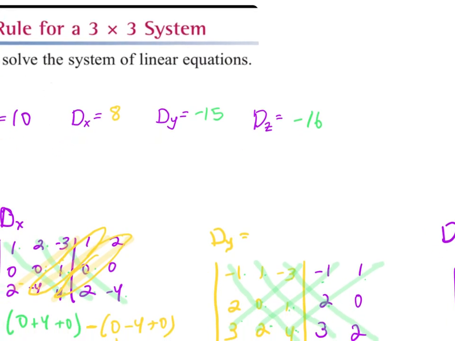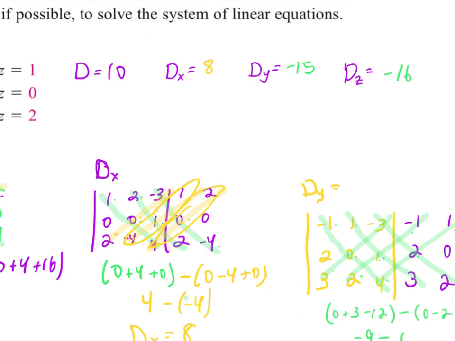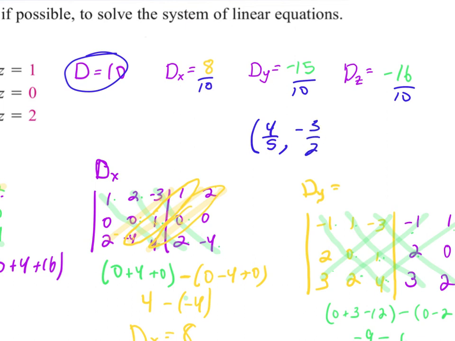Now, how do I find my ordered triple? How do I find my answer? Divide everything by the coefficient determinant. So your ordered triple: what's 8 over 10 reduced to? 4 over 5, okay, 4 fifths. What's negative 15 over 10 reduced to? Negative 3 over 2, good. And then what does negative 16 over 10 reduce to? Negative 8 over 5.